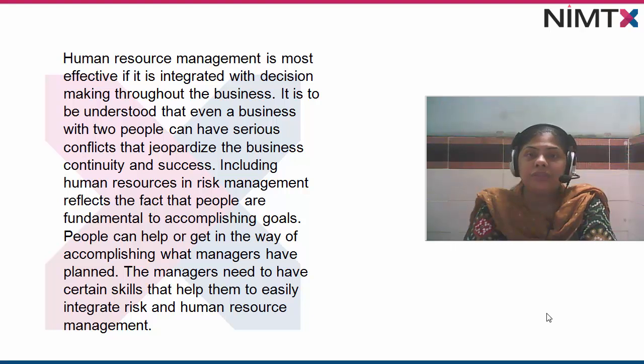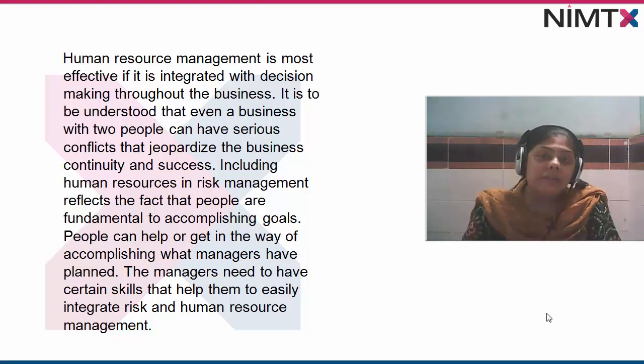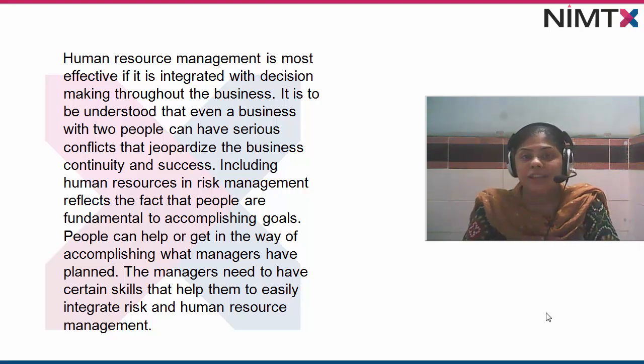Definitely, human resources are fundamental. You may have a system, you may have a structure, but who realizes those goals? Who works towards them? It's the human, it's the employees of an organization. People can help or get in the way of accomplishing what managers have planned. The managers need to have certain skills that help them to easily integrate risk and human resource management.